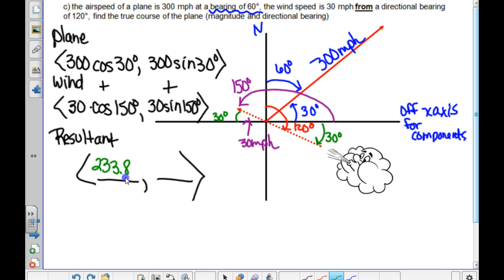Anybody else get 233.8? Yes. Okay. Now we're going to add the y's. 300 sine of 30 plus 30 sine of 150. Closing your parentheses in the right spot. Please be doing this because it's so easy to type sine instead of cosine or 300 instead of 30, and we need to figure out what you're doing wrong.